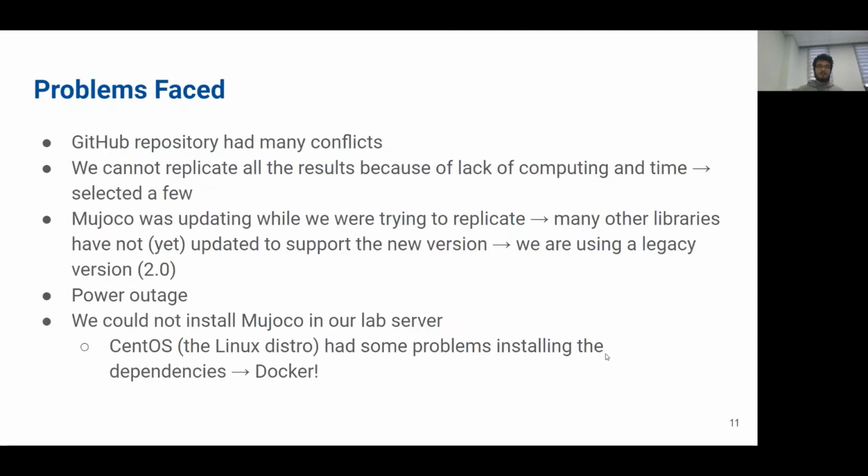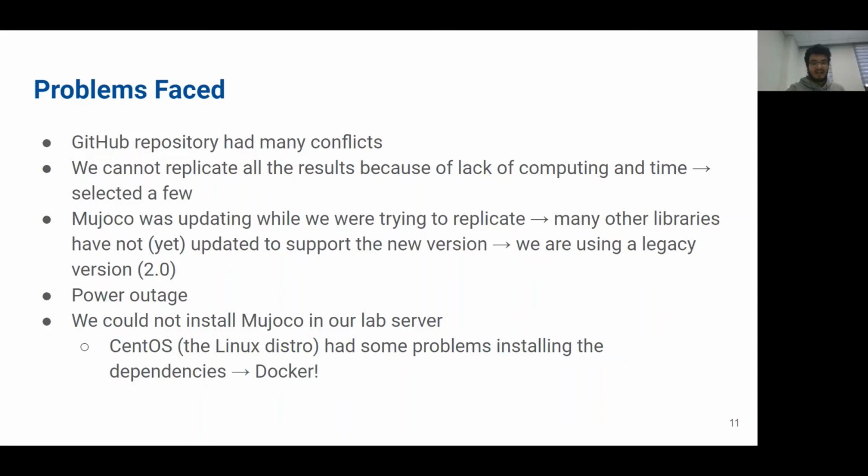We actually faced several problems during the replication. The first one is that the repo had many conflicts, right? And we had to solve each conflict by hand, one by one. As I mentioned before, we cannot replicate all the results because we don't have enough computing and time. So that's why we selected a few representative ones and the best augmentation methods.